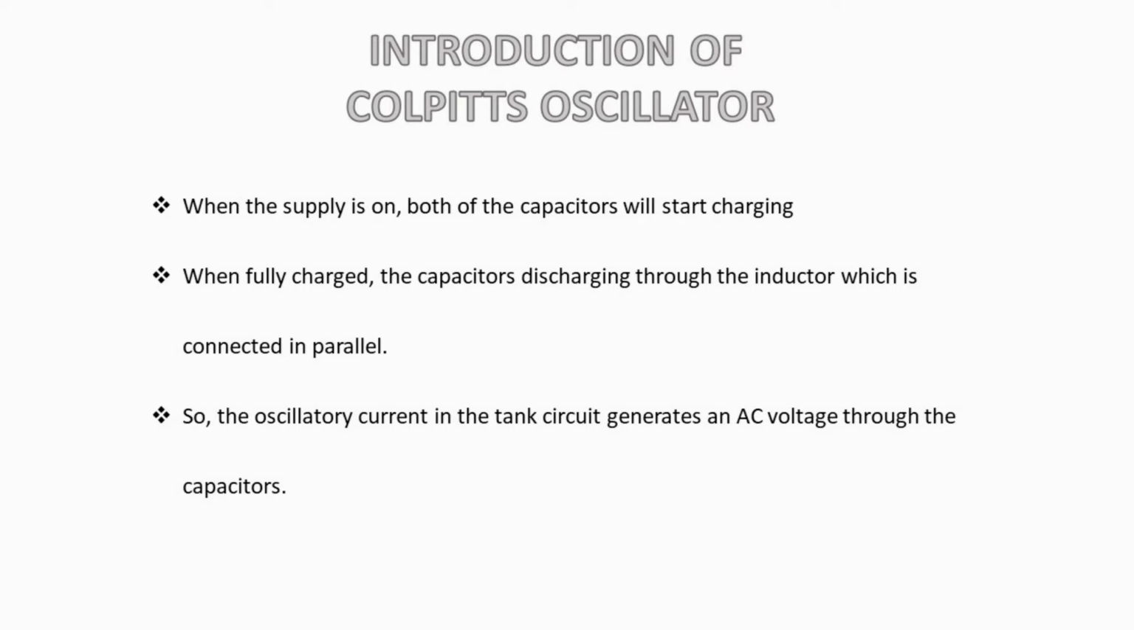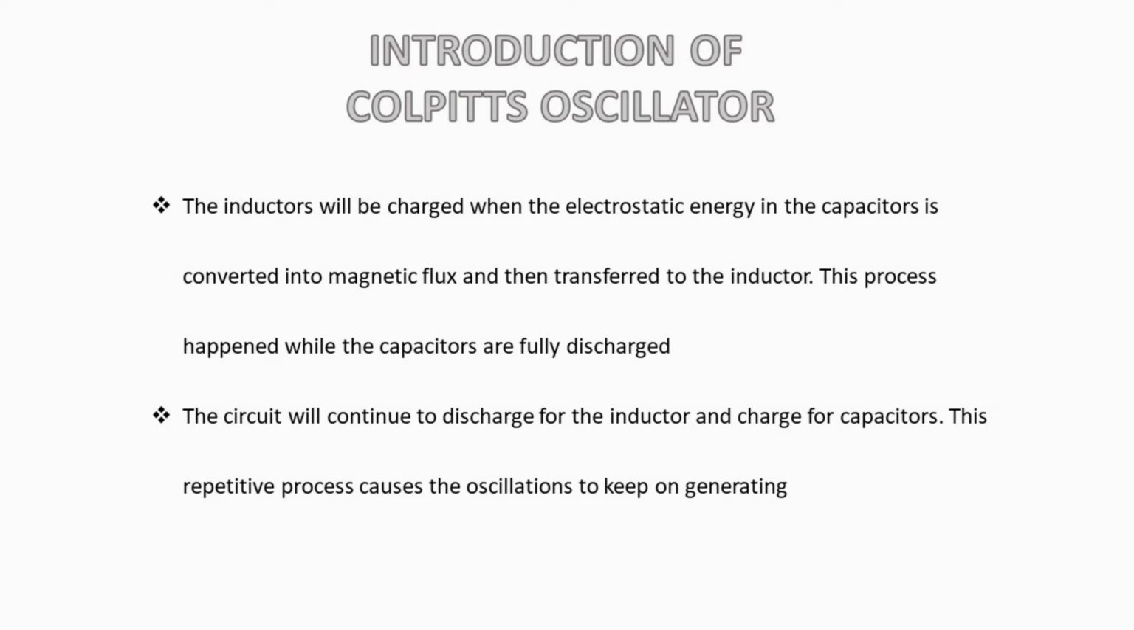So, the oscillatory current in the tank circuit generates an AC voltage across the capacitors. The inductor will be charged when the electrostatic energy in the capacitors is converted into magnetic flux and then transferred to the inductor. This process happens while the capacitors are fully discharged. This repetitive process of charging and discharging causes the oscillations to keep on generating.